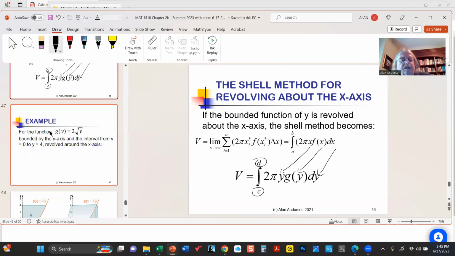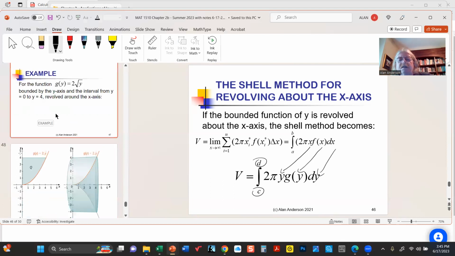All right, let's consider this one. We have a fairly straightforward example. The function will be g of y equals 2 radical y.